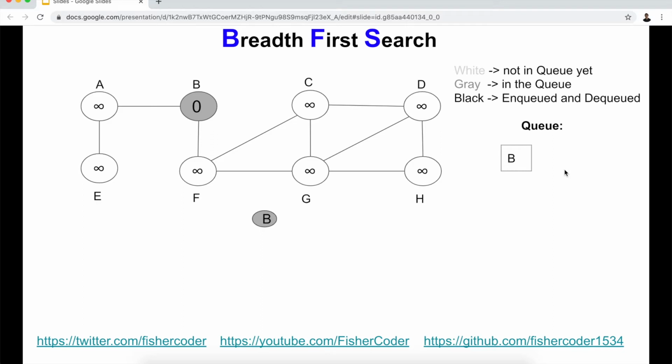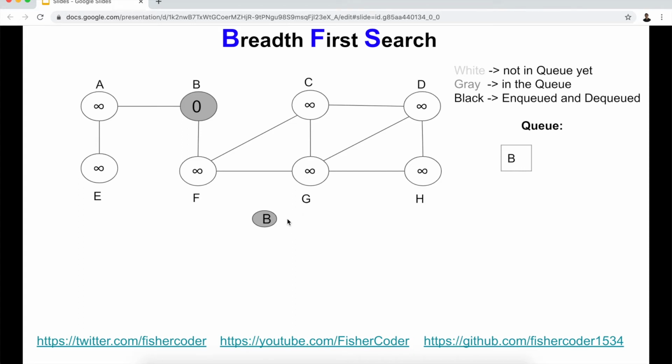You can pick anyone to start. You can pick A, C, D, G, H, any one of them to start. That's fine. For the purpose of the demo, I'm just going to pick B. You can reason it as B stands for beginning. That's fine. We'll just use B to start. So we paint B as gray in the beginning. So we have B in the queue.